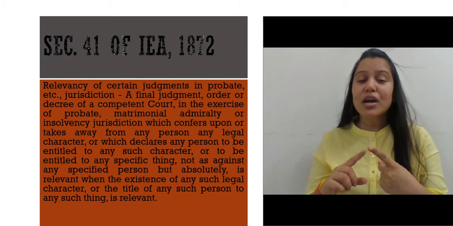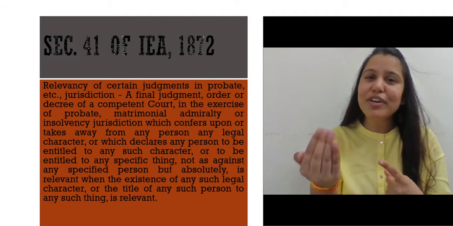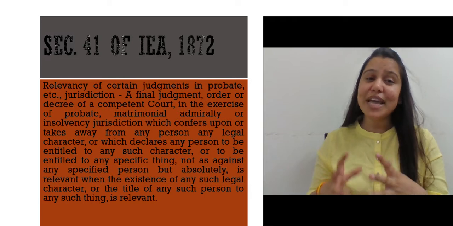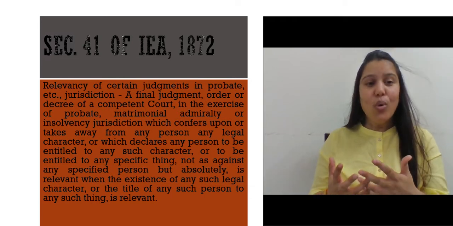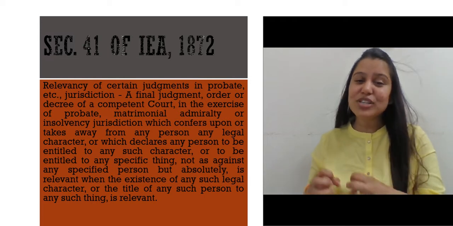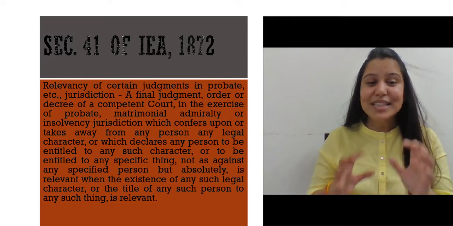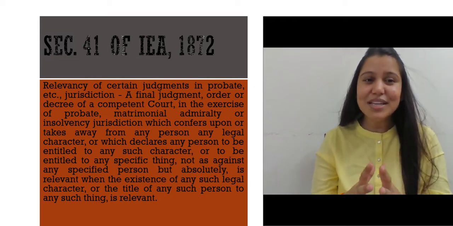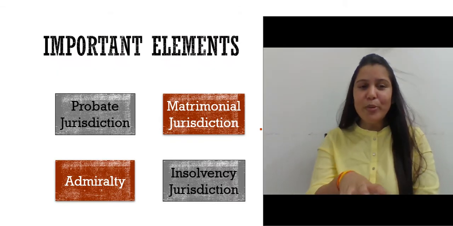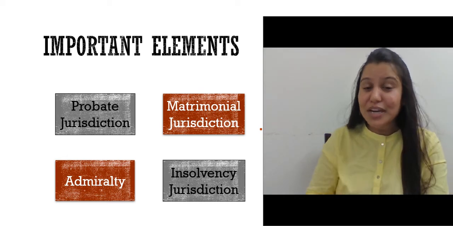It confers or takes away from any person any legal character, or which declares any person to be entitled to such character or to be entitled to any specific thing. Then when such legal character or such title is in question, this is the conclusive proof, right? So the important thing: probate jurisdiction, matrimonial jurisdiction, admiralty and insolvency.